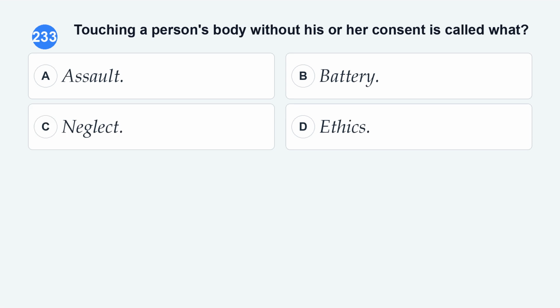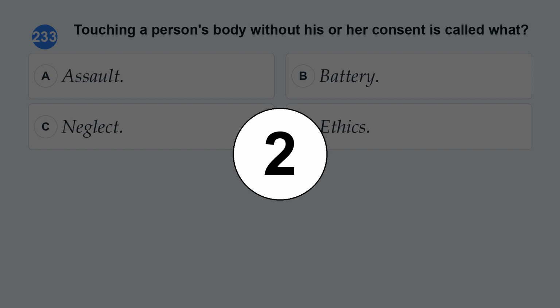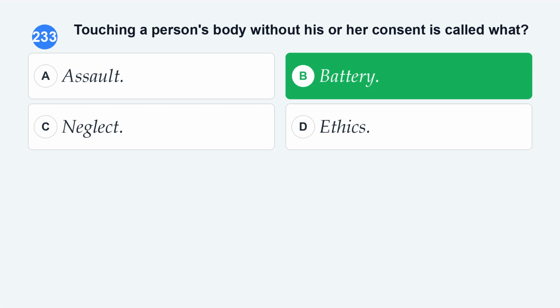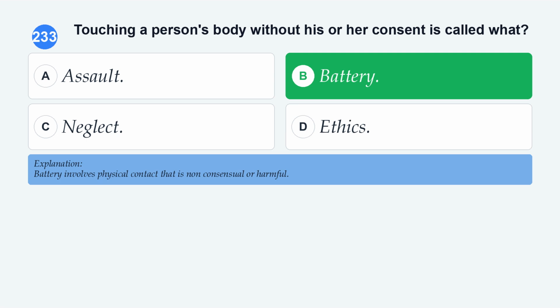Question 233. Touching a person's body without his or her consent is called what? Option A, assault. Option B, battery. Option C, neglect. Option D, ethics. The correct answer is option B, battery. Explanation: battery involves physical contact that is non-consensual or harmful.